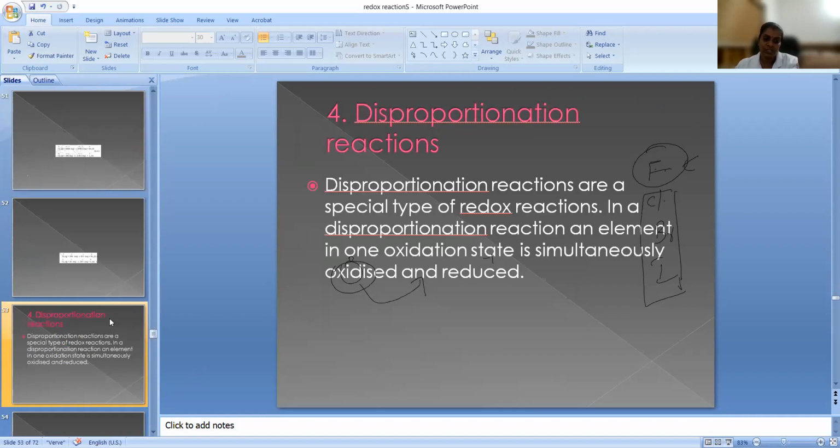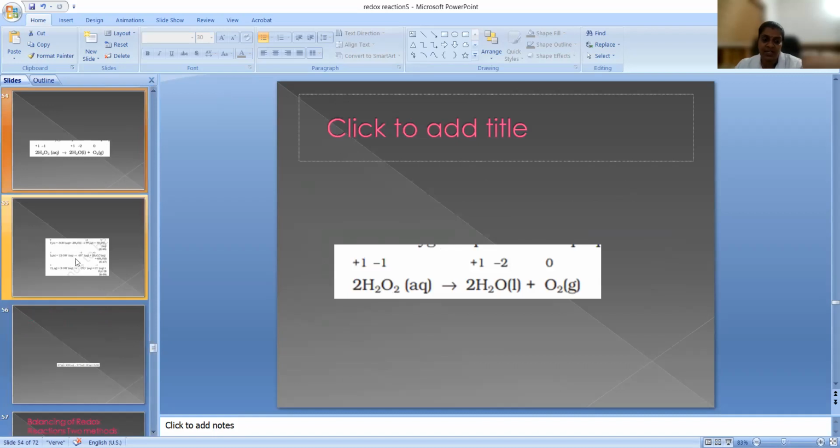Now, disproportionation, a very important reaction we have to learn. This is very, very important. In displacement, so far what we have discussed is that if a particular element is undergoing oxidation, another element will undergo reduction. But in a disproportionation reaction, both oxidation and reduction are done by only one element in a particular reaction. That is called a disproportionation reaction. So let us see one example.